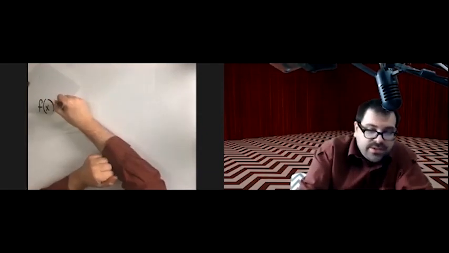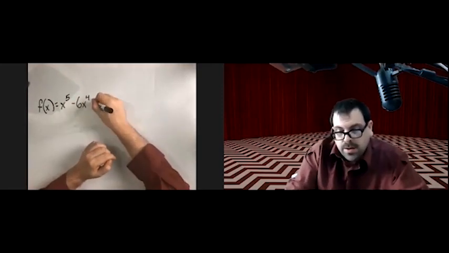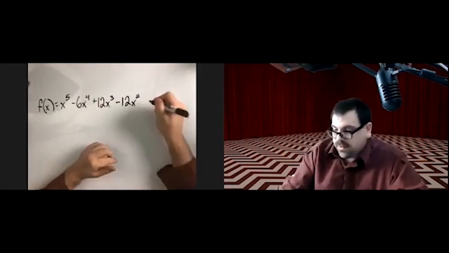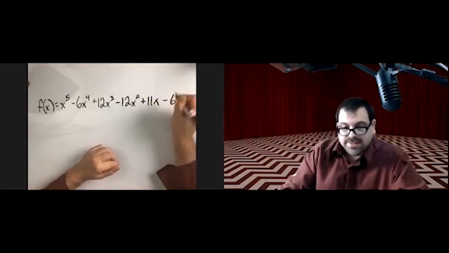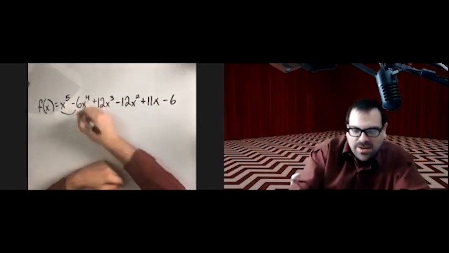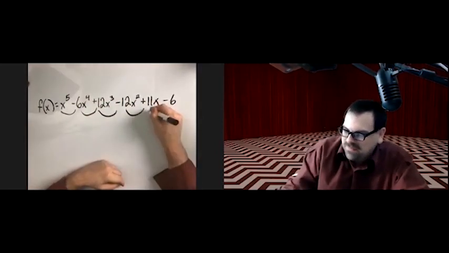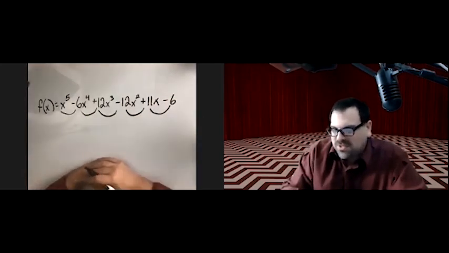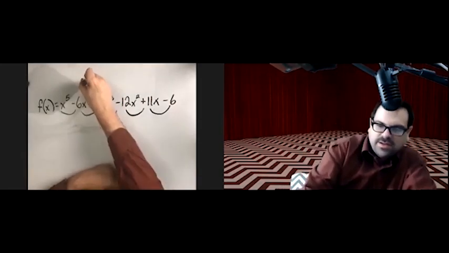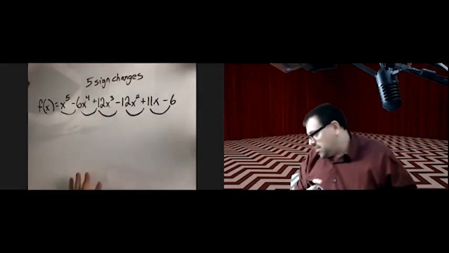Let's do f of x equals x to the 5th minus 6x to the 4th plus 12x cubed minus 12x squared plus 11x minus 6. Ha! Well, positive to negative, negative to positive, positive to negative, negative to positive, positive to negative. So the most sign changes we could have had here, we have 1, 2, 3, 4, 5. Five sign changes.